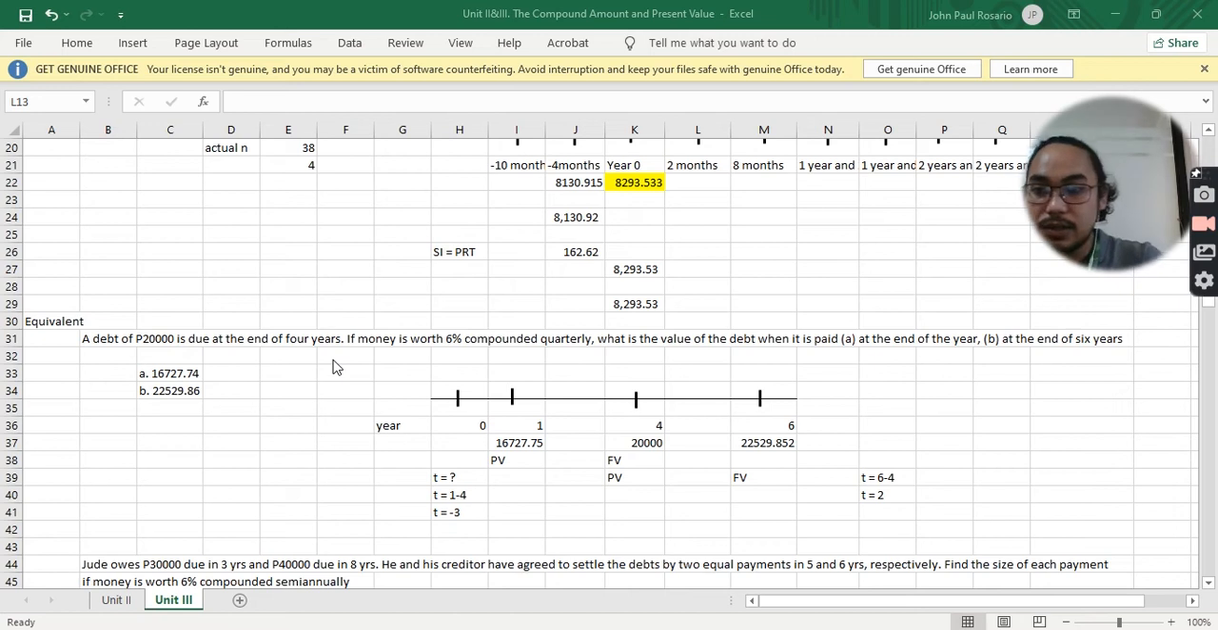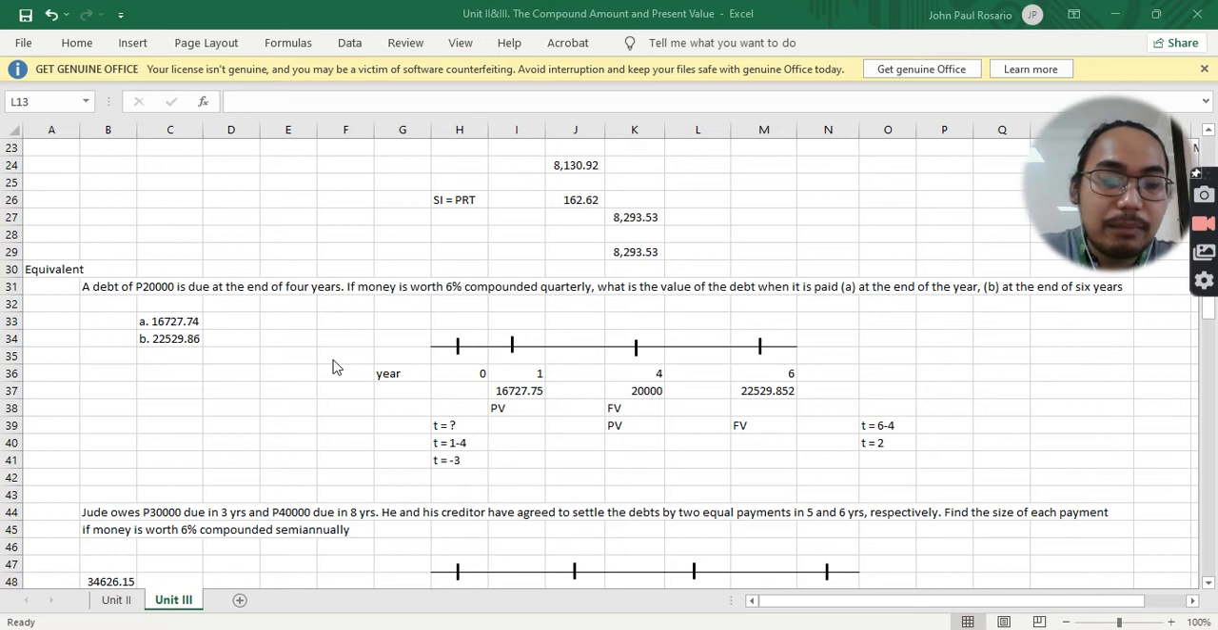Okay, so for example, let's take this first example. A debt of 20,000 is due at the end of 4 years. If money is worth 6% compounded quarterly, what is the value of the debt when it is paid at the end of 6 years? Okay. So this is your timeline. You have to plot your timeline first so you don't get confused whether you will be solving for the present value or a future value.